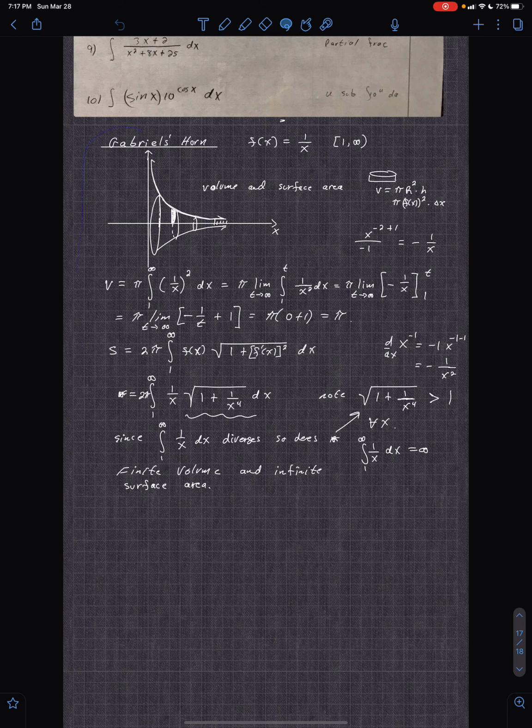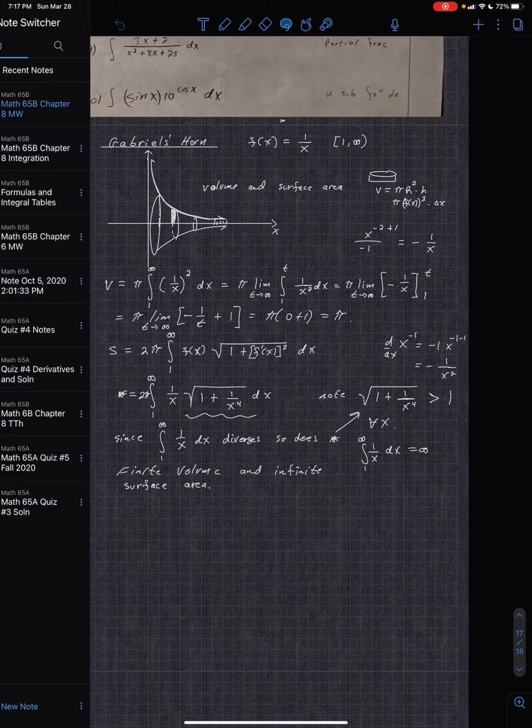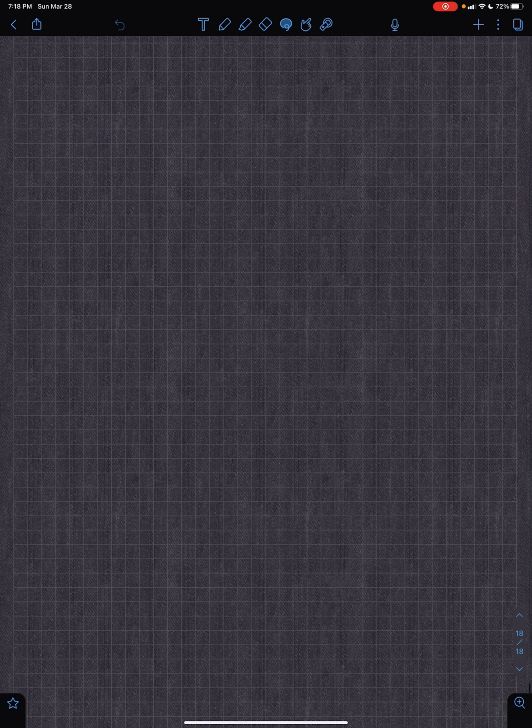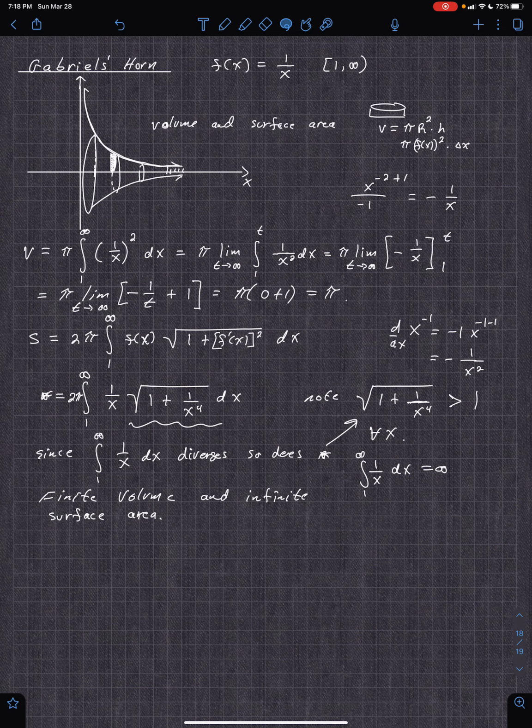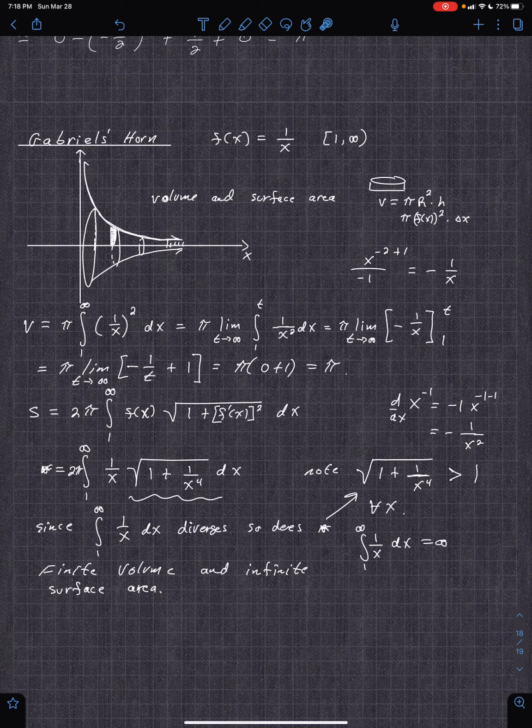So Gabriel's horn. This is an interesting result. I think there's other names for it, but that's the one I found in the book. So Gabriel's horn, I'll just talk about it. Very interesting concept here. You have 1 over x from 1 to infinity. So it's stopping right here, and you're going like this. But back in chapter 6, we're revolving that thing, so it looks like a horn, right? And it goes off, and it just gets smaller, goes to infinity.